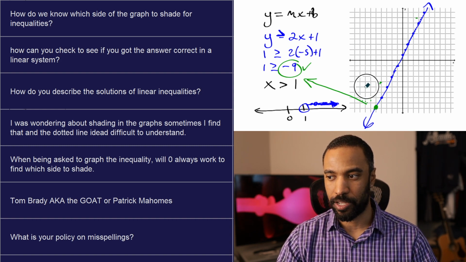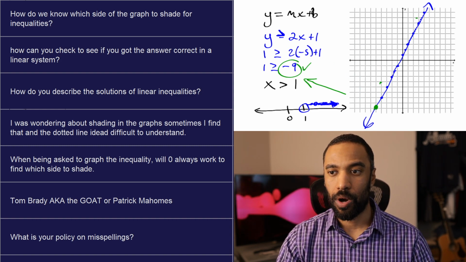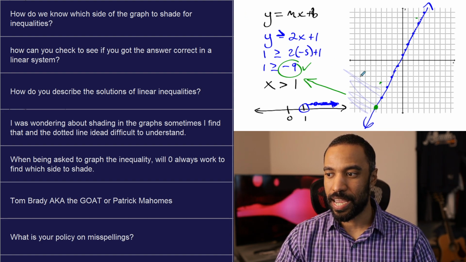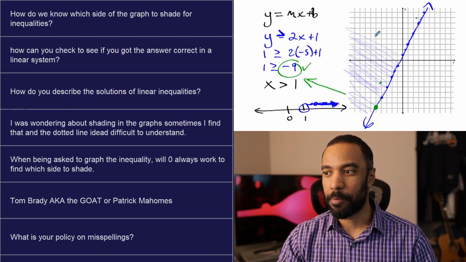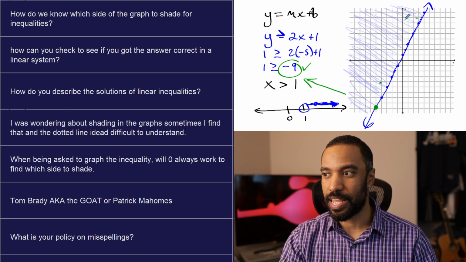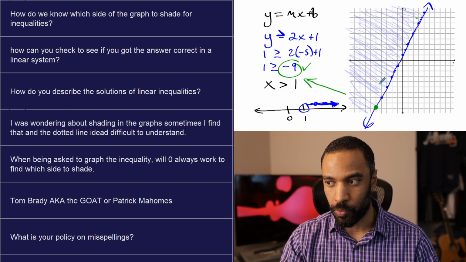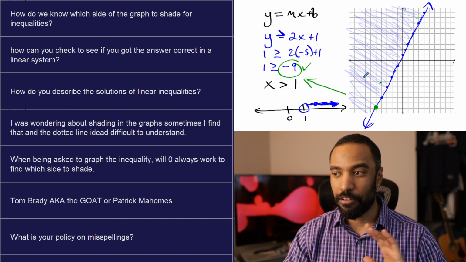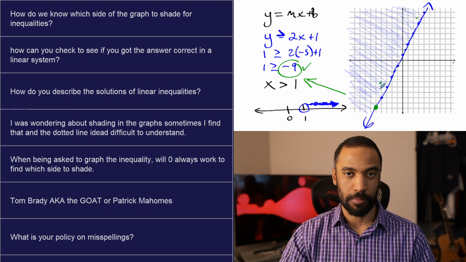Every single point here will make a true statement in the inequality. So what we do instead is we shade it. I know I'm skipping points because I'm doing it really fast, but the shading is a representation of all these points working, just like points on the line work, just the ones in between. Every single point here works. It's a faster, streamlined way of saying it.